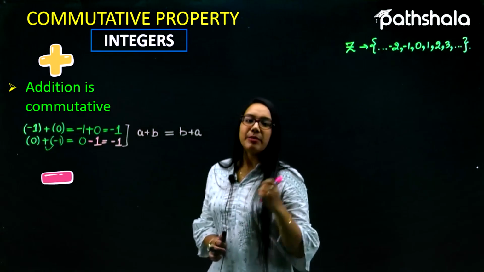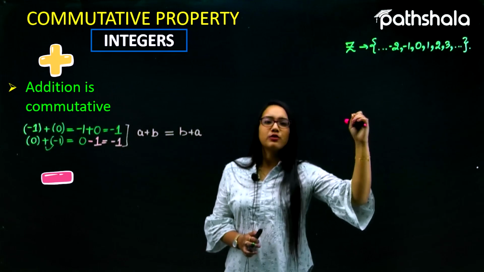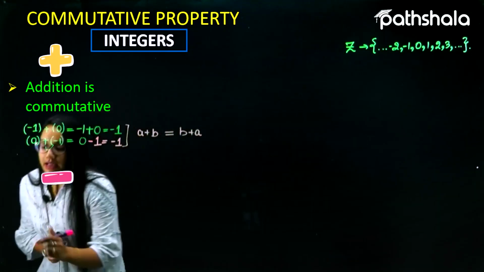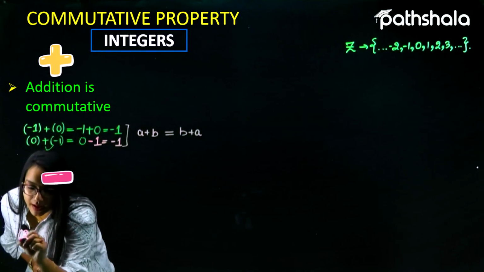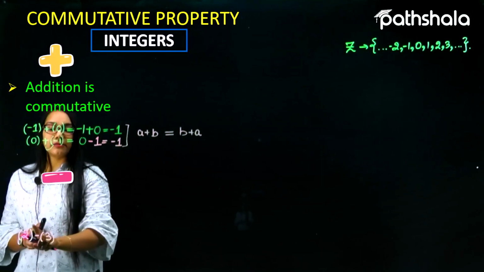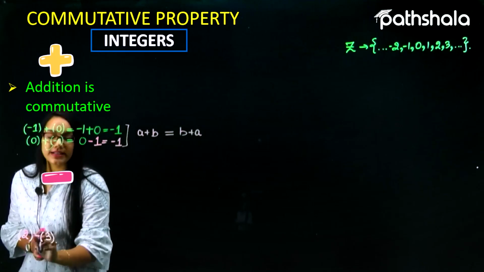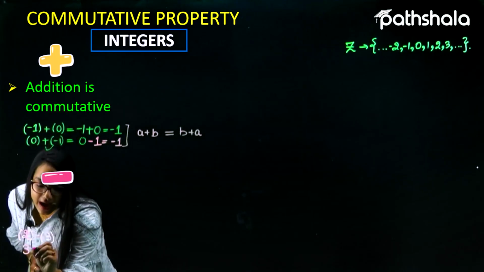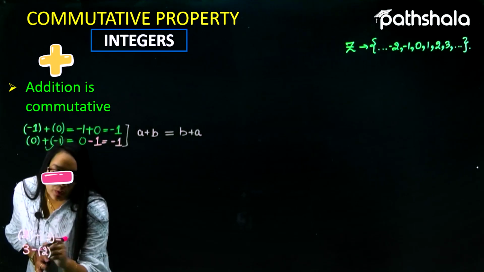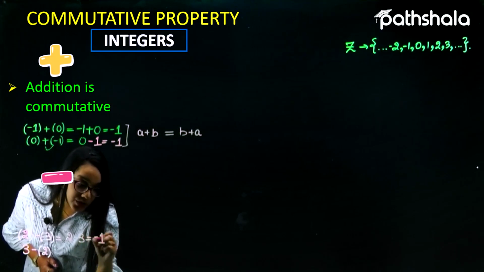We'll take any two integers out of the collection of integers. Let us suppose I take 2 and 3. I am subtracting 2 and 3 in different orders: in the first case I take 2 at the first position, and in the second case I take 3 at the first place and 2 at the second place. The answer will be 2 minus 3, which is -1.